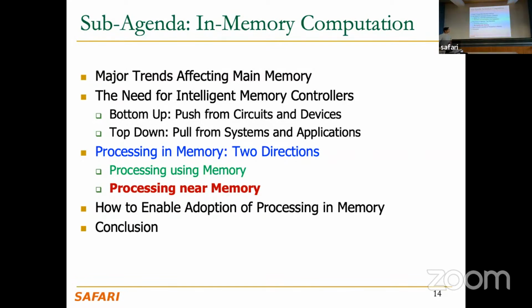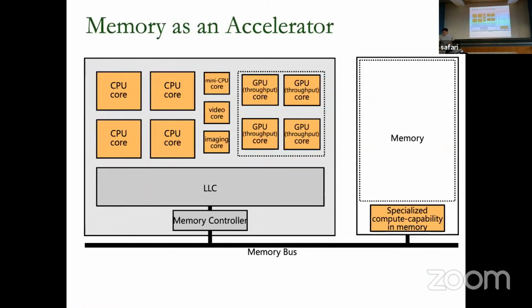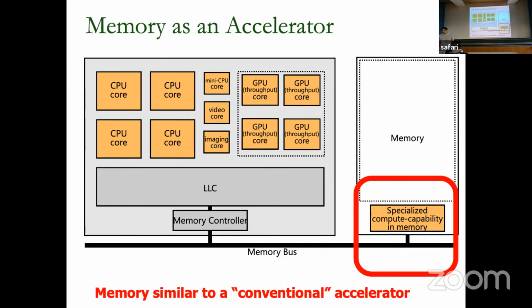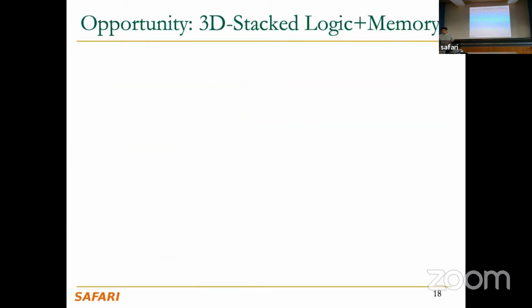Today we talk about processing near memory in the first part of this lecture. We need to think differently from past approaches. We should see, or can see, memory as an accelerator in order to enable more data-centric systems, and there are different ways of doing it, right? One can be processing using memory, the other one can be processing near memory.